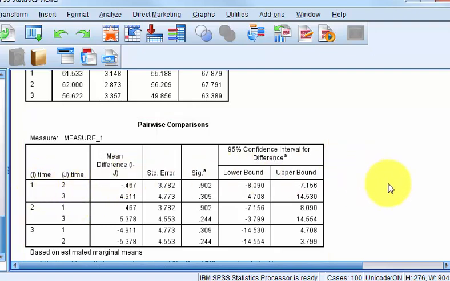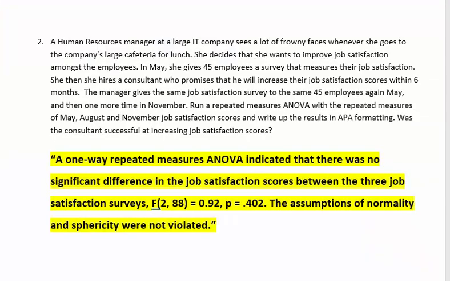So let's go back and answer some questions. The APA write-ups are much quicker if there's no significant differences anywhere. So one-way repeated measures ANOVA indicated that there was no significant difference in the job satisfaction scores between the 3 job satisfaction surveys.